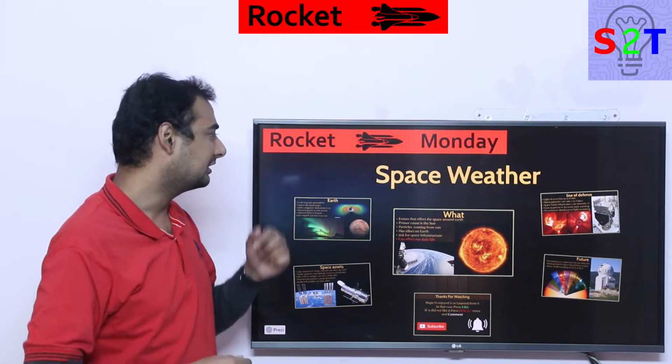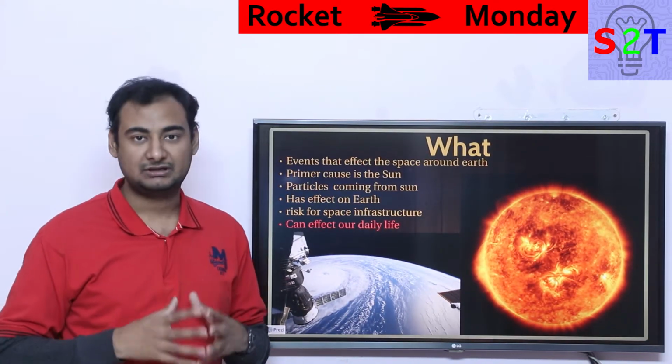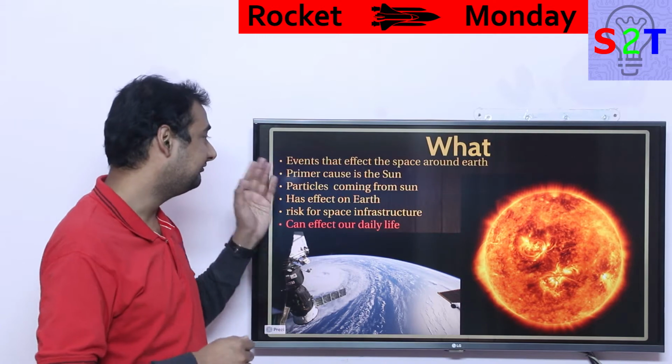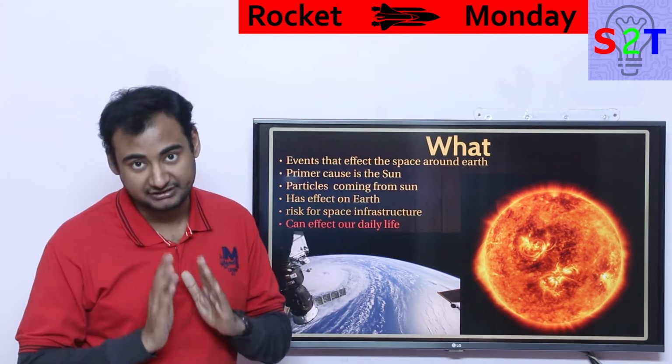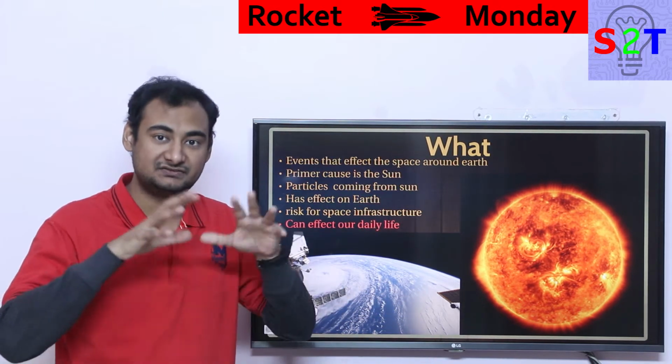In today's show, Rocket Monday, we're going to talk about space weather. So let's dive right into it. Well, first we have to understand what we are talking about. We are talking about events that affect space around Earth. This is a very critical aspect. We are not looking at the whole solar system nor the whole Milky Way, only a sphere around the Sun.